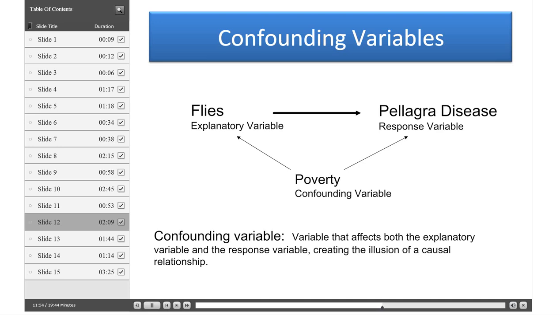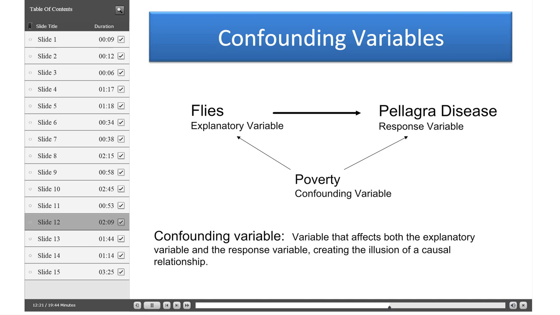So to recap, people were trying to see if there was a relationship between the presence of flies and pellagra. Poverty was indirectly related to flies being in the home. Poverty was also indirectly related to pellagra, and so since poverty was influencing flies and influencing pellagra, it looked like there was a causal relationship between flies and pellagra when there really wasn't one. So this is an example of something called a confounding variable.